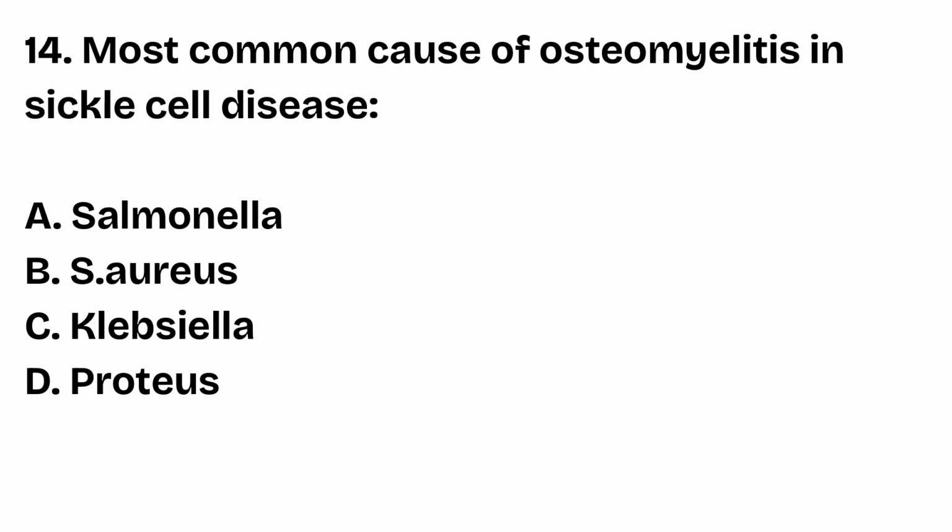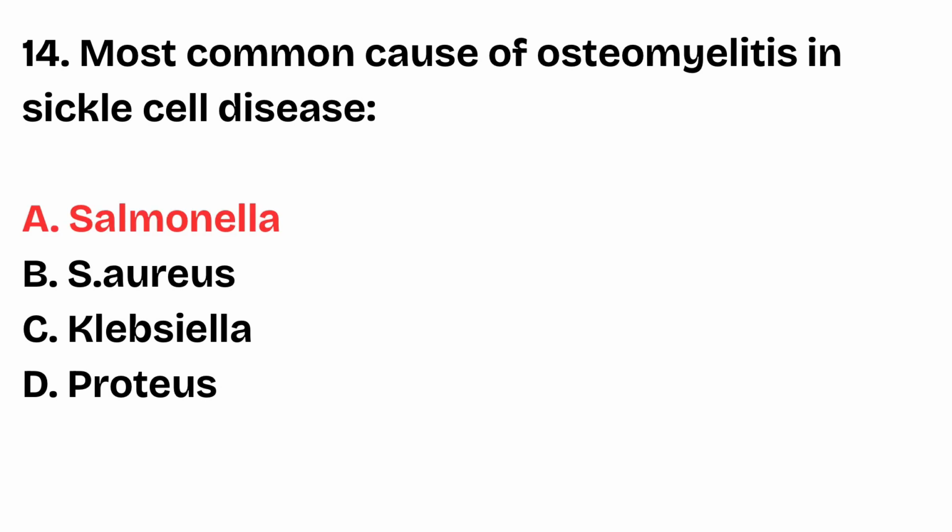Question number 14. The most common cause of osteomyelitis in sickle cell disease is Salmonella, Staphylococcus aureus, Klebsiella, Proteus. The right answer is option A, Salmonella. Salmonella is the most common cause of osteomyelitis in sickle cell disease. It survives well inside macrophages, leading to bone infections.